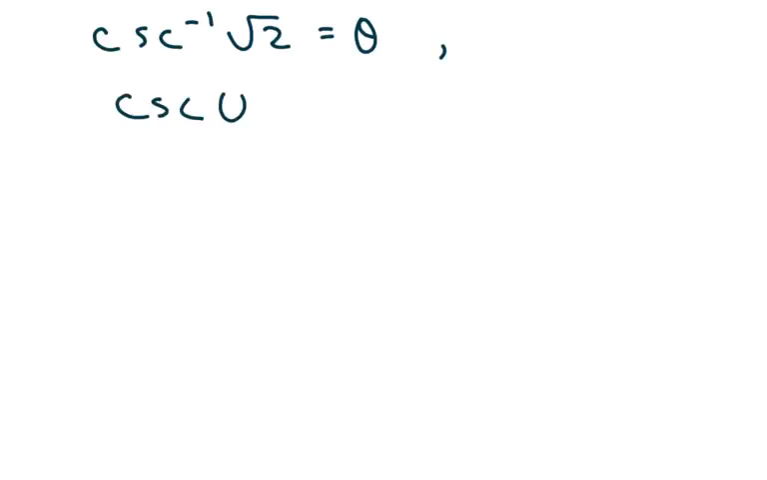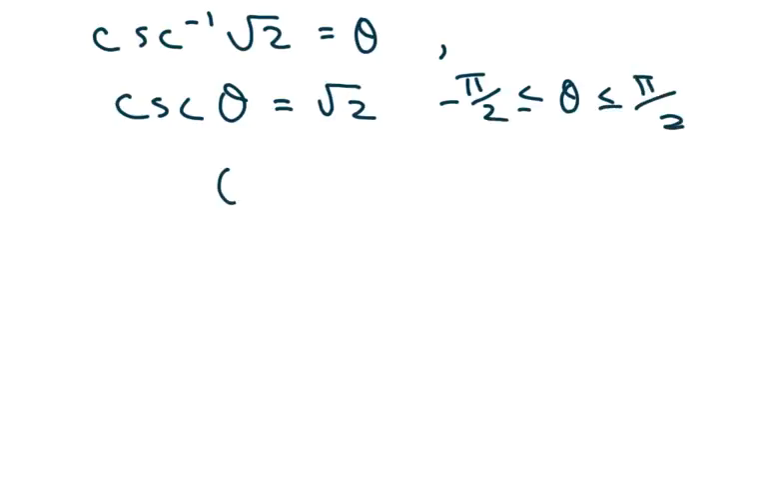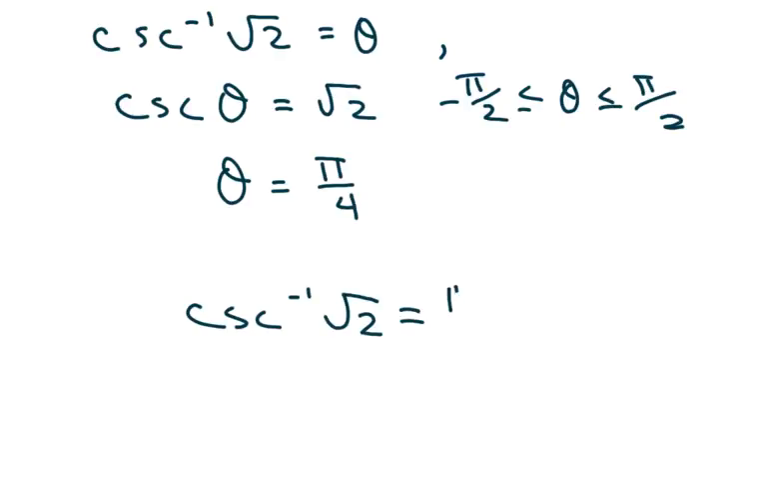All right, the next one is cosecant again. Inverse cosecant of square root of 2. Set it to theta. And so the cosecant of theta equals square root of 2. My restrictions are the same, so it's between negative pi over 2 and pi over 2. And my theta will be pi over 4. So the inverse cosecant of square root of 2 is pi over 4.